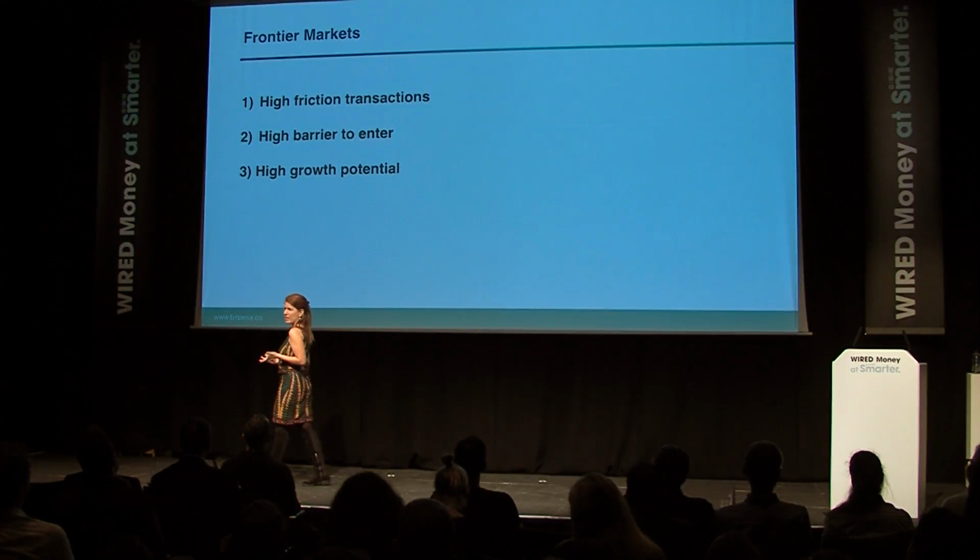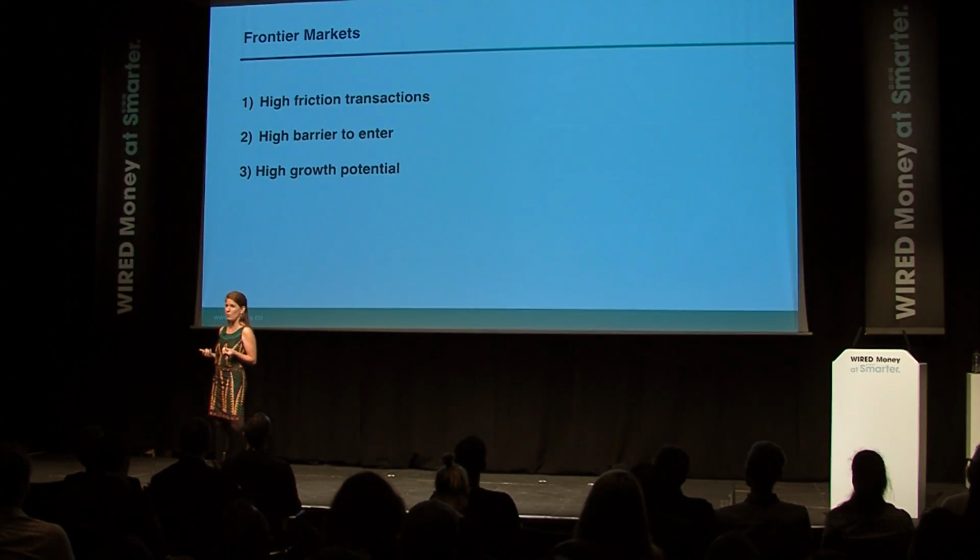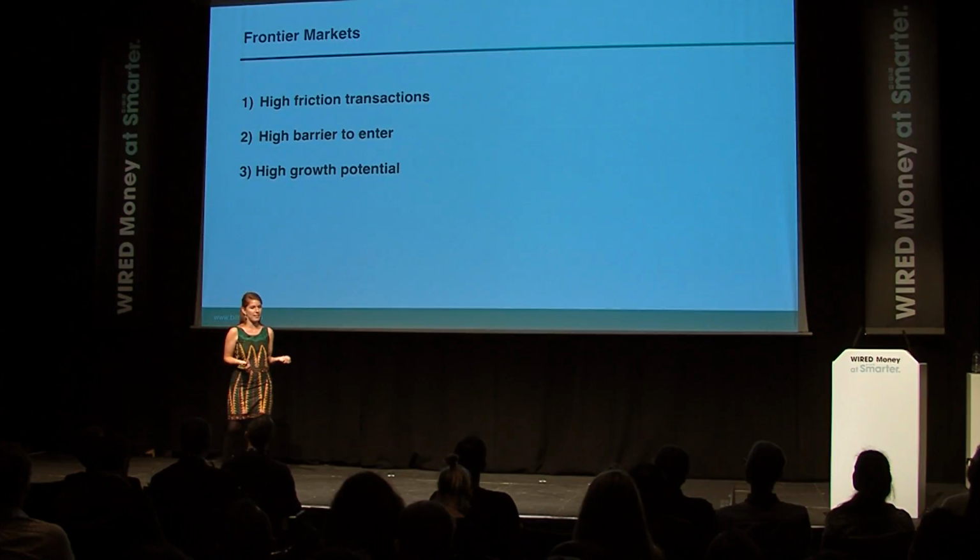High barrier to entry. When you have this amount of friction, not a lot of companies really want to go there, and other companies exit. So what ends up happening is you have monopolies dominate, and maybe they have access to certain things that other companies don't. So it becomes almost impossible to break the status quo, yet the growth potential is there.